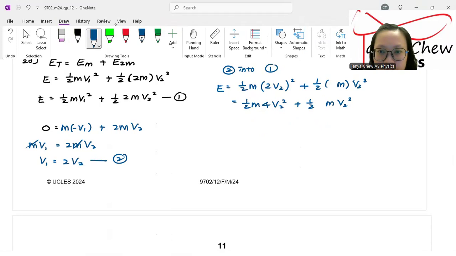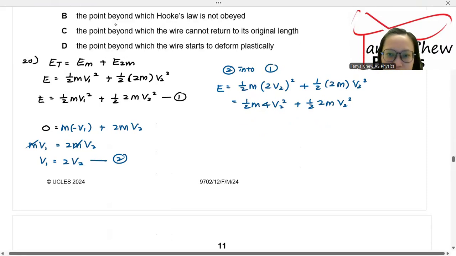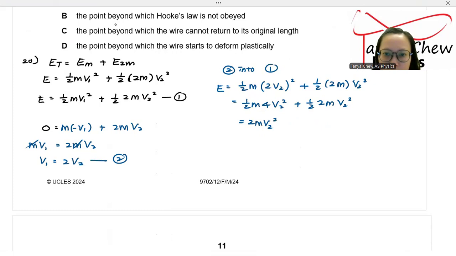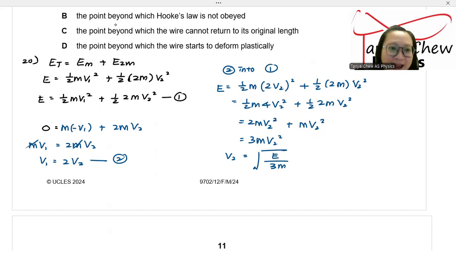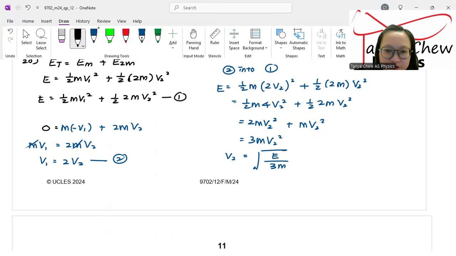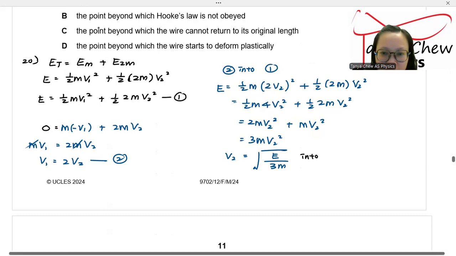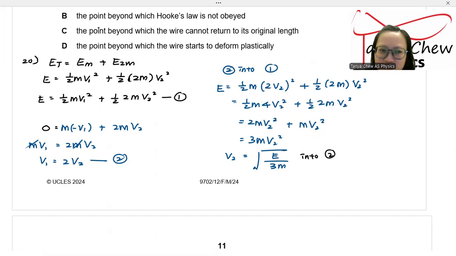Okay, this is 2m, this is 2m, right? So simplify, this is 2m v2 square plus m v2 square. So I have 3m v2 square. And then to get the v2, v2 is equal to square root of E over 3m. Now I know that I need to get the mass of m. So V2, I got an expression. So sub into equation 2. Actually, you are supposed to sub in V2 into V1, because I need to get the speed of V1.